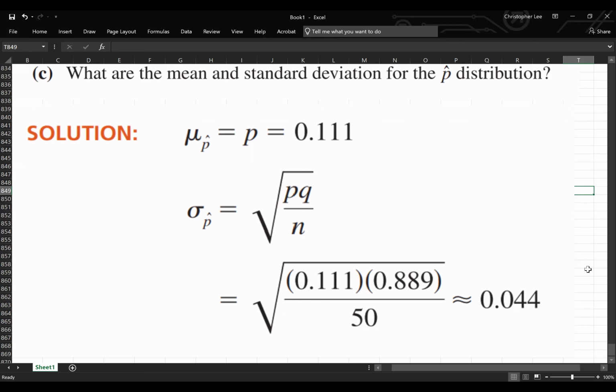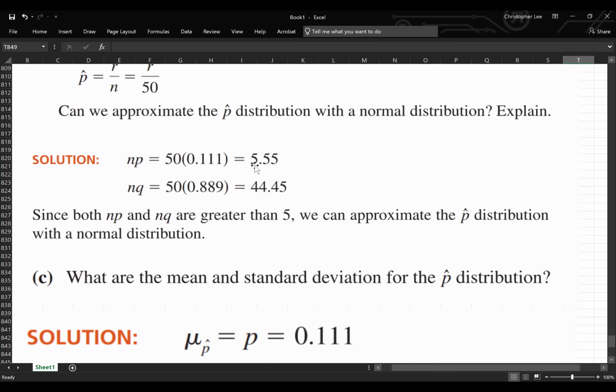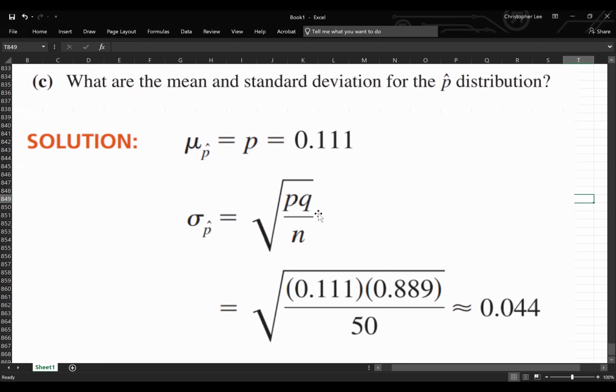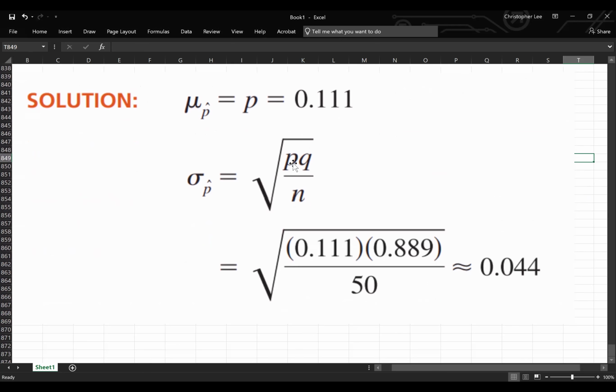No, we did that already. That one was up here. That was this one right here. Oh, I got you. So the P is 0.111 and Q is 0.889, over 50. This is just a little calculator, right? And then you get 0.044. Wait, divided by 50, right?